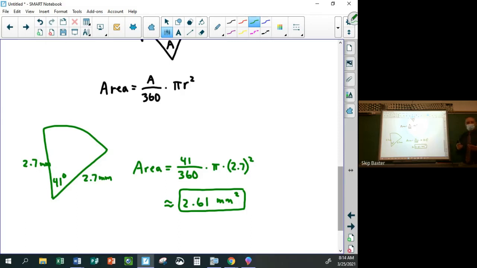But the homeworks are just calculating the area of a circle, either in terms of pi or by rounding. Problems where they give you the circumference and ask you to find the area, or vice versa. They give you the area and ask you to find the circumference. And then calculating the area of a sector like this. Okay? Any questions about that? All right.